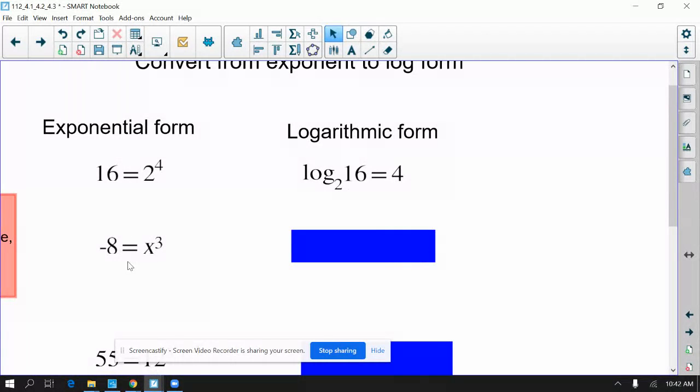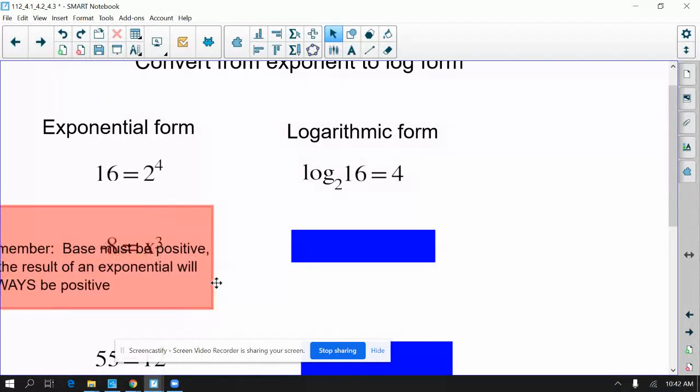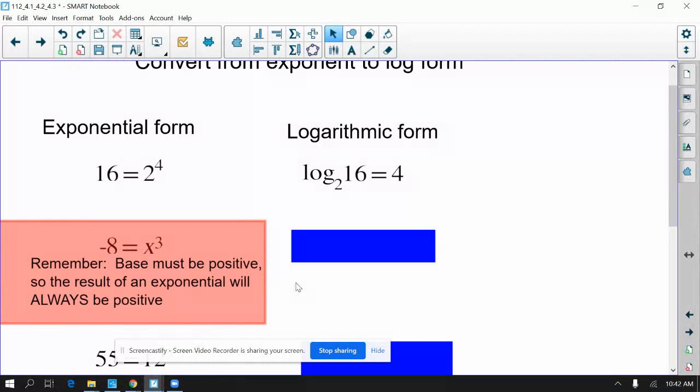But there's a problem here. And the problem is that this exponential function is producing a negative number, and that's not possible. So the base is always positive for exponentials, and you can't take a positive number, raise it to 3, and get -8. That's just impossible. So there is no logarithm for that. This is out of the domain.